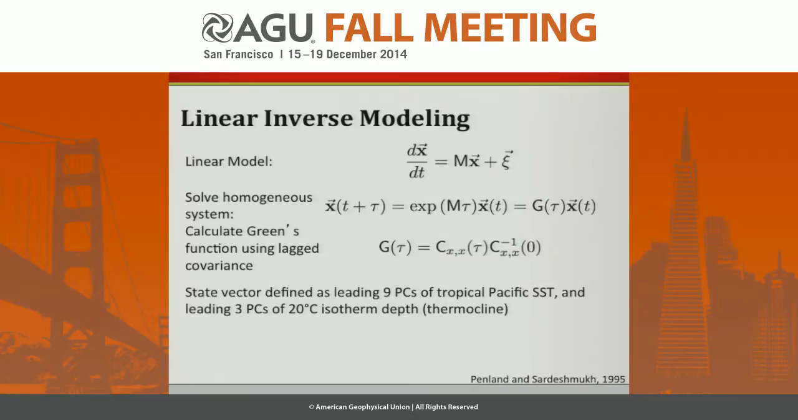So in this case, we're going to use the leading 9 principal components of tropical Pacific SST from the HADISST data set, and the leading 3 principal components of 20-degree isotherm depth, and that comes from the SODA reanalysis. So similar to what's been done before. We can alter the number of PCs in SST, and then we can also add wind. It doesn't change the results particularly.